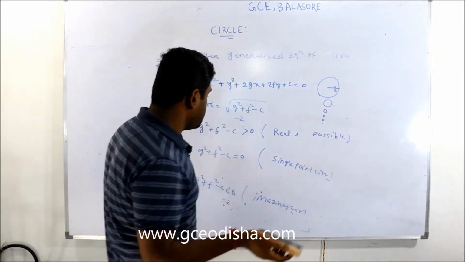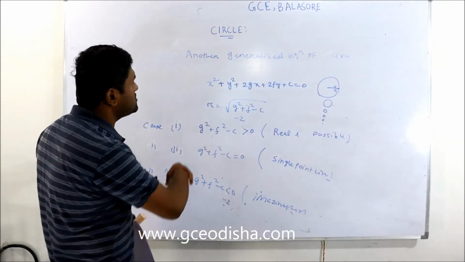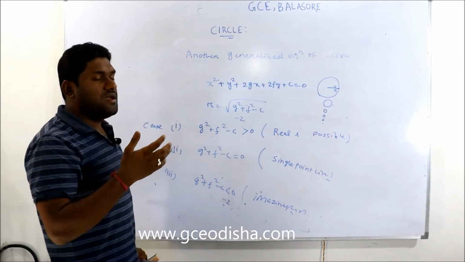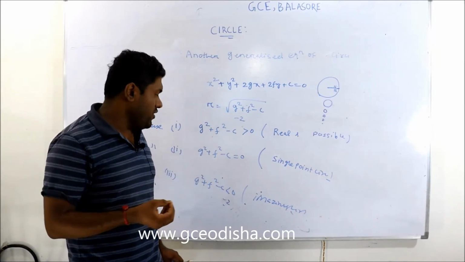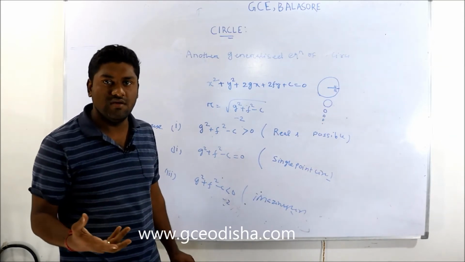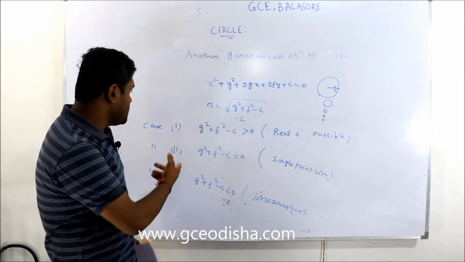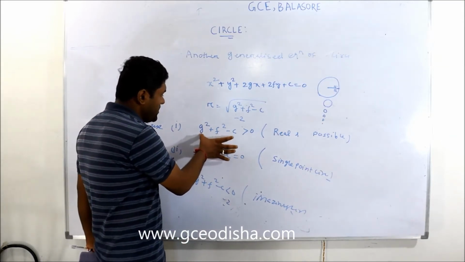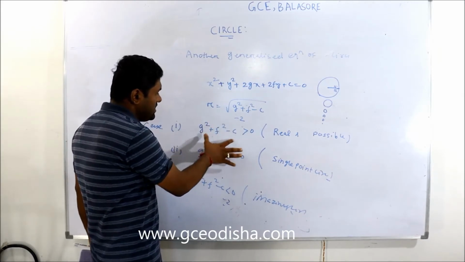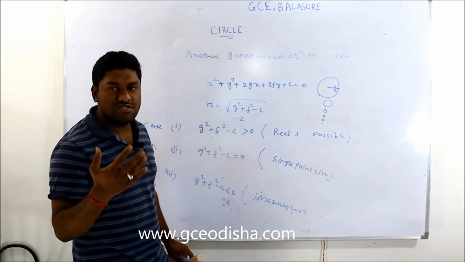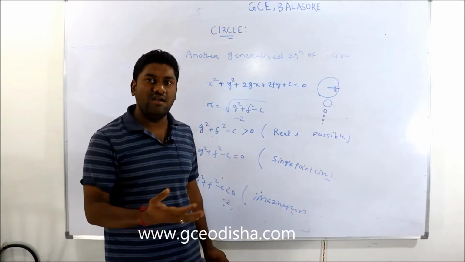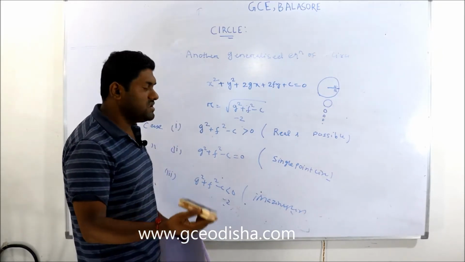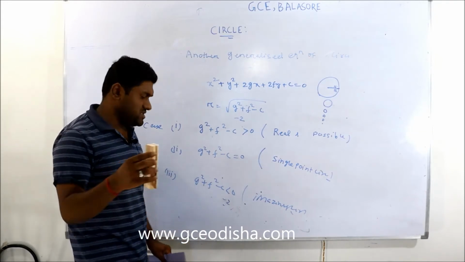Maybe they will ask questions where they give some equation and ask you to find whether the circle is real, a single point, or imaginary. You have to find it by computing g square plus f square minus c, and if the value is greater than 0, equal to 0, or less than 0, by seeing that you can find whether it is real, imaginary, or a single point.